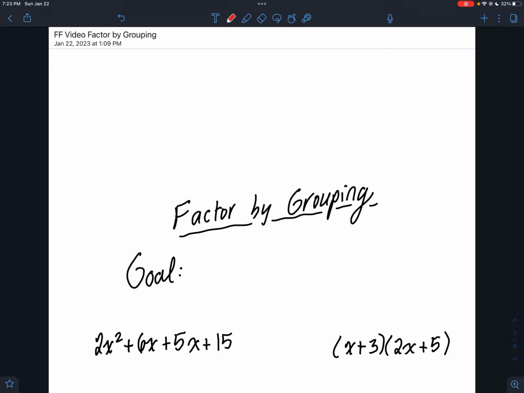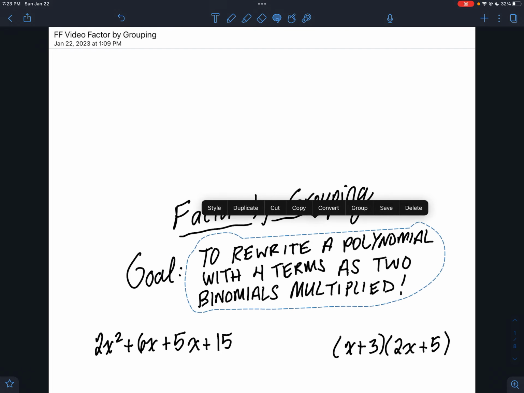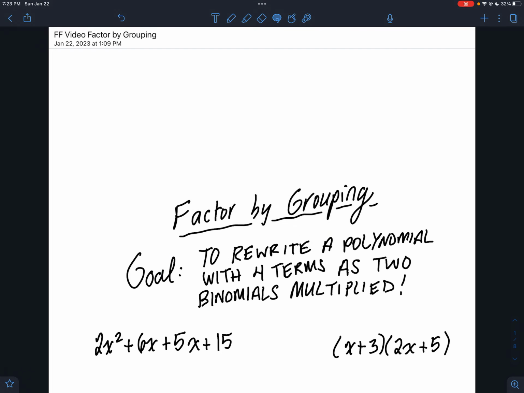In this video, we're going to talk about a method of factoring called factor by grouping. The goal of factor by grouping is to rewrite a polynomial with 4 terms as one with 2 binomials multiplied. It's called factoring because when you factor something, you bring it down to simpler terms that are multiplied together, a product. And that's what's happening here. It's this thing times this thing. So it's what we called factor form.